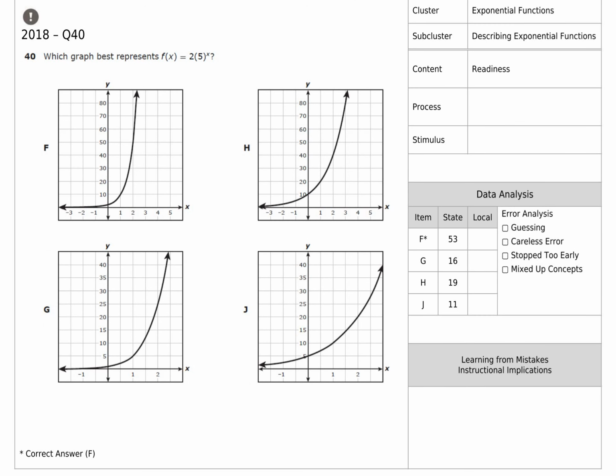Which graph best represents this? Once again, we could easily graph that just like we did, but we know some things about it. 2 is the y-intercept. So let's look. That could be 2. That's definitely not 2. That could be 2. That's definitely not 2. All right, so it's between F and G.